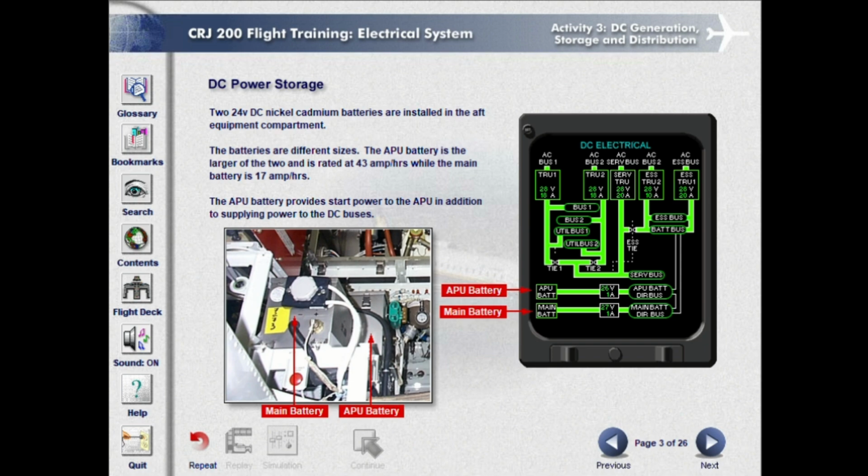DC power storage. 2 24-volt DC nickel-cadmium batteries are installed in the aft equipment compartment. The batteries are different sizes. The APU battery is the larger of the two and is rated at 43 amp-hours, while the main battery is 17 amp-hours. The APU battery provides start power to the APU, in addition to supplying power to the DC buses.